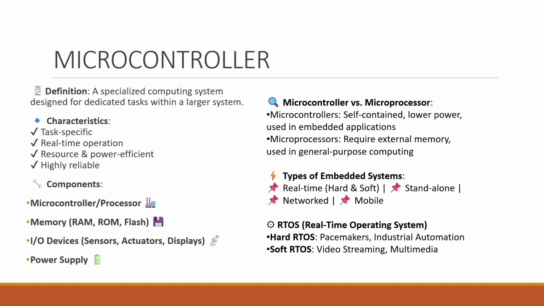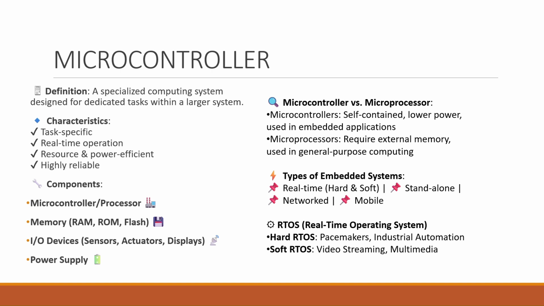Another concept in embedded systems is the RTOS, that is, the real-time operating system. Real-time systems are classified into two types: hard real-time and soft real-time embedded systems. Examples of hard real-time systems are pacemakers and industrial automation. Soft real-time examples are video streaming and multimedia.